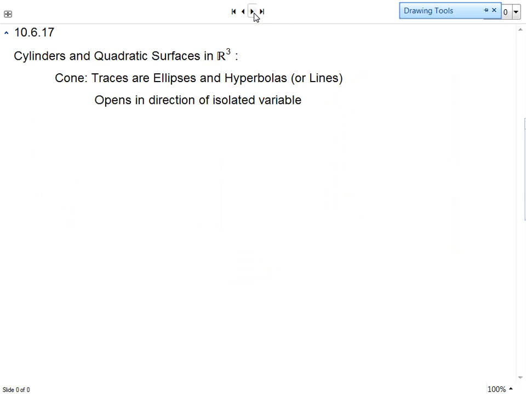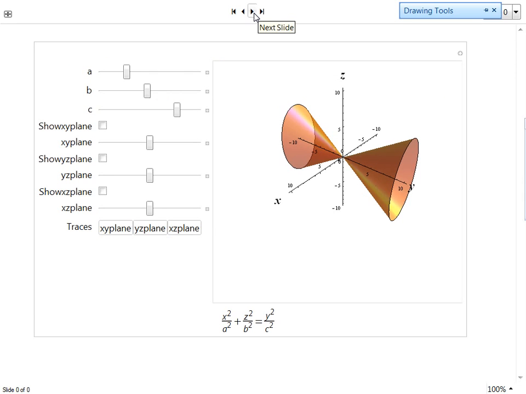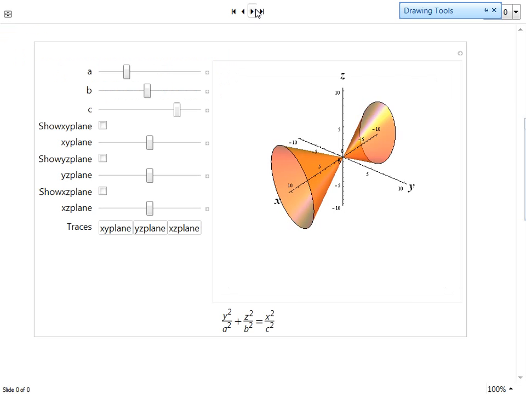Okay, cone. So the cones, of course, can go down different directions, right? This one's going kind of down the y-axis. And notice that the y is on the right side of the equation. That's the way you can remember it. And then the next one, I'm going to have it come down the x-axis, like that.